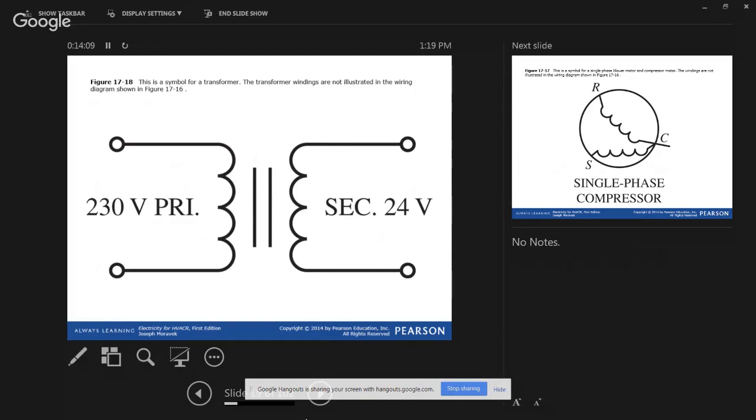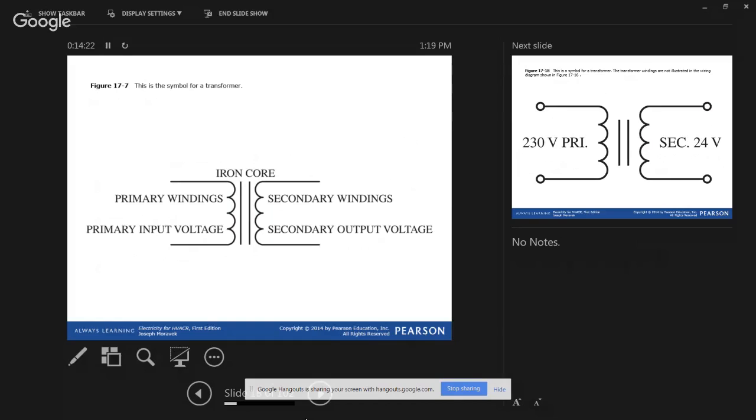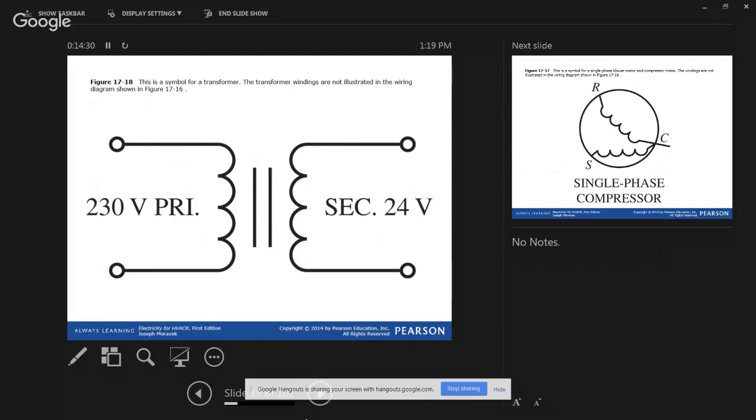What do we have here? We have another symbol for a transformer. The transformer windings are not illustrated in the wiring diagram as shown here. So what do we see as the difference between this? It's just saying that the windings are there. I feel like everybody's probably pretty confident with that, knowing that you have an iron core on that guy, and that's obviously a step down from your 240 volt primary to your 24 volt secondary. That's what we were doing earlier today.